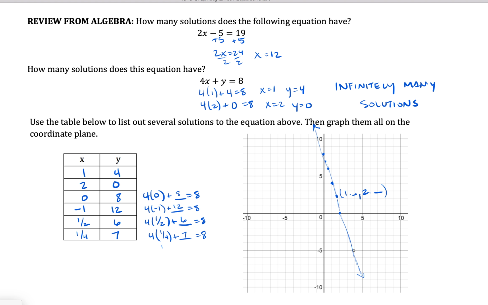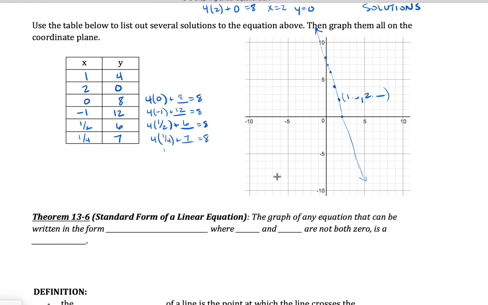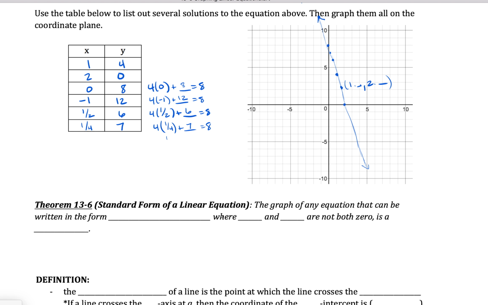We learned that way back at the beginning of geometry, right? There are infinitely many points on this line, which fits the fact that there are infinitely many solutions to the equation that it comes from. So that takes us to this idea of the standard form of a linear equation. The graph of any equation that can be written in the form ax plus by equals c, where a and b are not both 0, is a line.